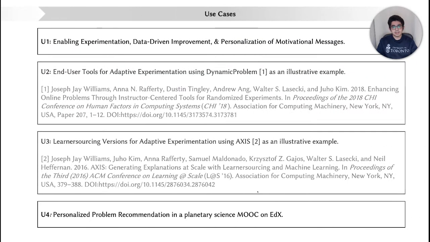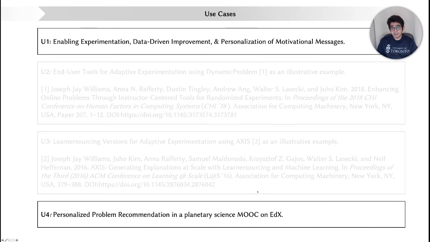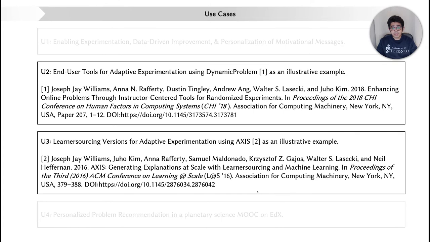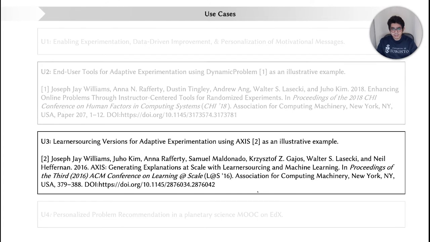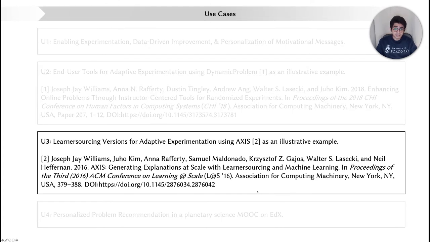The use cases not only illustrate how the framework functions, but also demonstrate how the framework enables real-world research. For example, in use case 3, we describe how the functionalities of Axis, which is an existing system for generating and experimenting with learner-sourced explanations, can be re-implemented and extended using our framework.